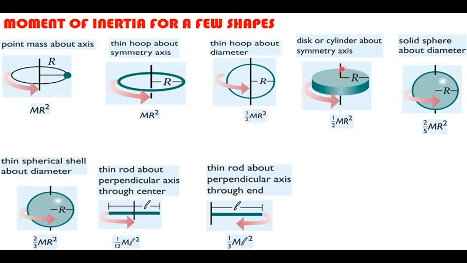In the examples, 1/2 MR squared is the moment of inertia. And solid sphere about diameter, for example, Earth rotating about its own axis, a kind of solid sphere rotating about its diameter. So 2/5 MR squared. Thin spherical shell about diameter. It's a kind of football, inside is hollow, sometimes called a hollow sphere or thin spherical shell.